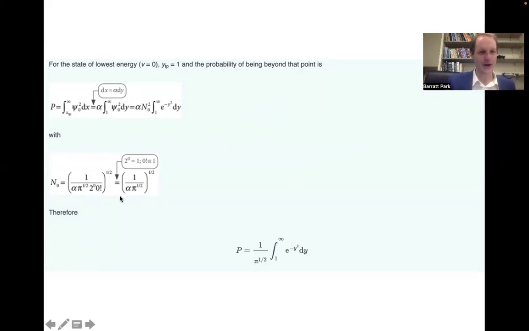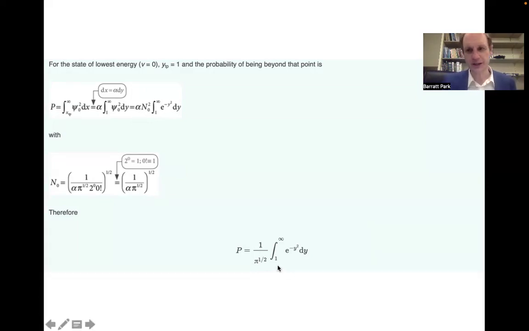And so the normalization constant gets squared. So we're going to get 1 over alpha times the square root of pi. And there's going to be an alpha in the denominator that cancels with this alpha in the numerator. And finally, the expression that we have for the probability of finding the particle with a y value greater than 1, right? So with a classical x greater than the x of the classical turning point is equal to this integral here. Okay.